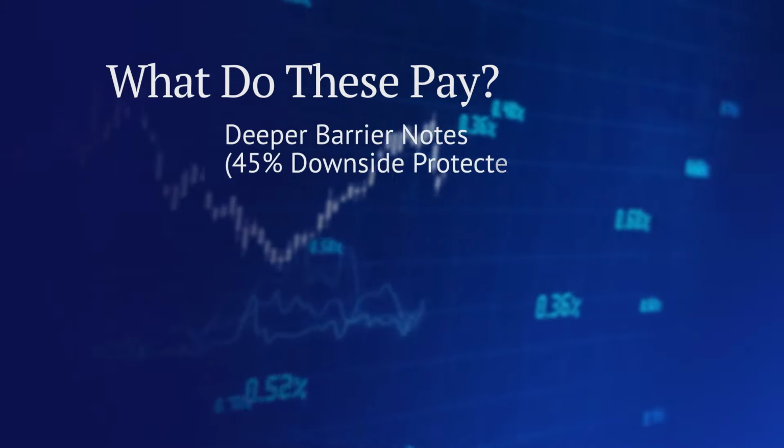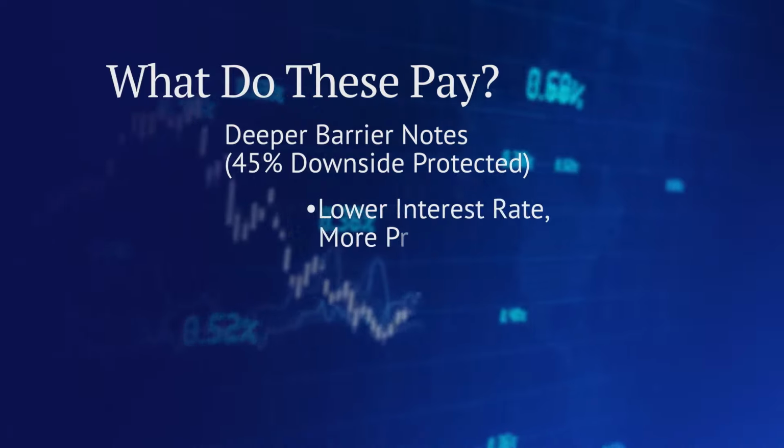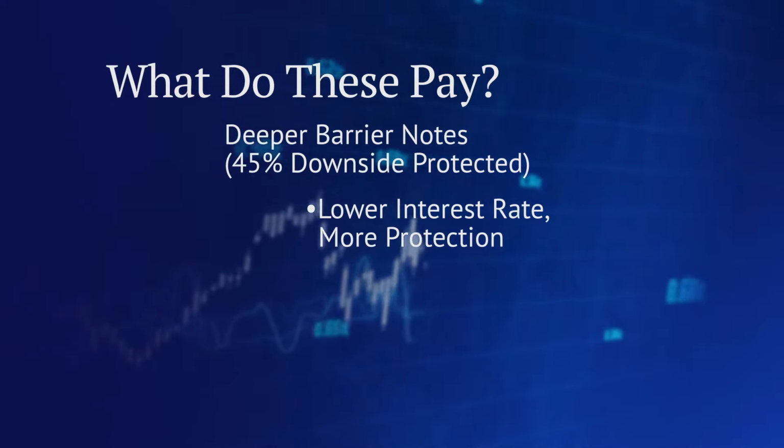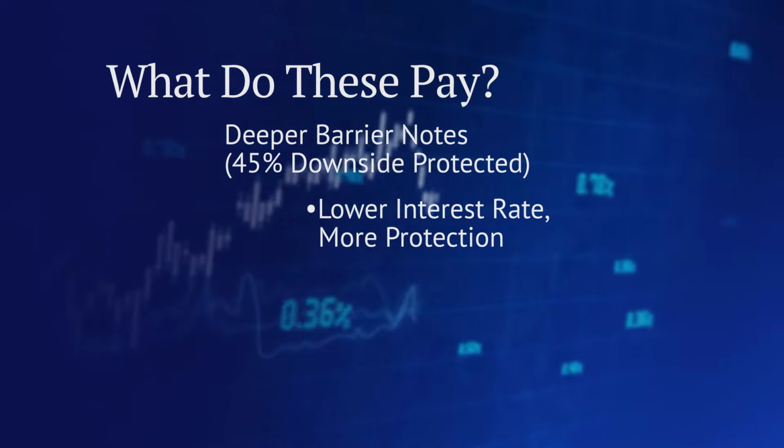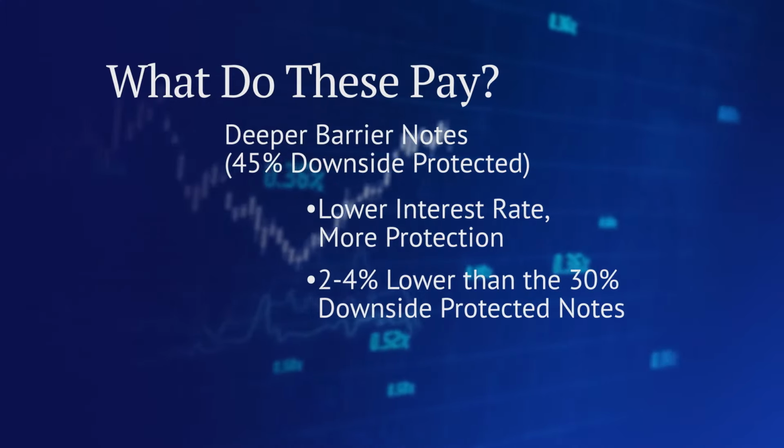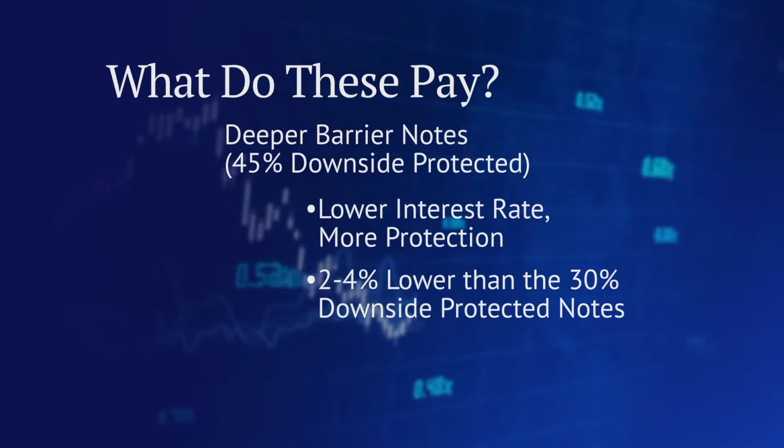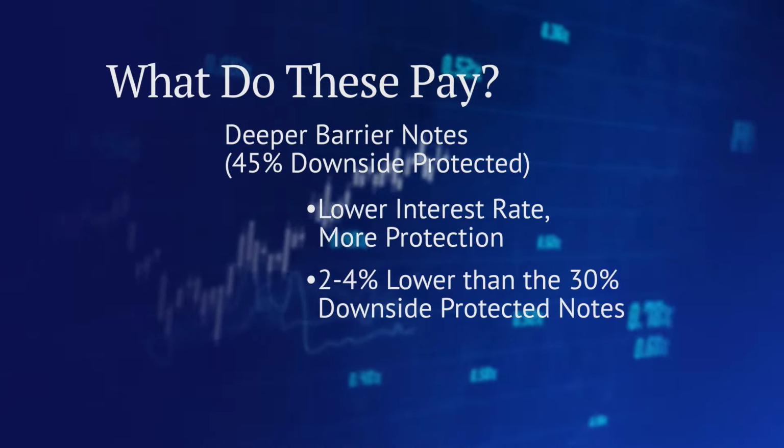On the deeper barrier notes, the 45% downside protected, you're not going to get as high of an interest rate because you're getting more protection. Somewhere between 2 to 3 percentage points, as high as 4 percentage points lower than the 30% downside protected notes.